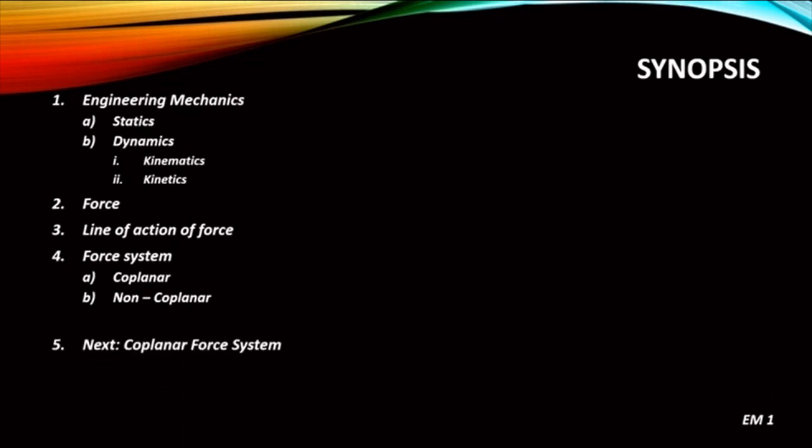And then we discussed force, line of action of force, and force system. The force system is divided into two. The first part is the coplanar force system, and the second classification is the non-coplanar force system. We can think about the non-coplanar force system more deeply in the next video.